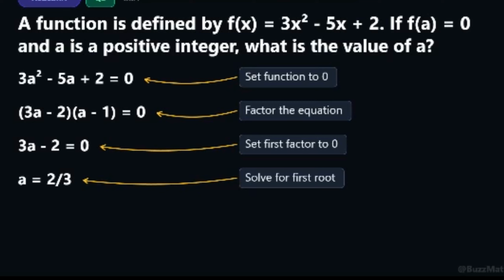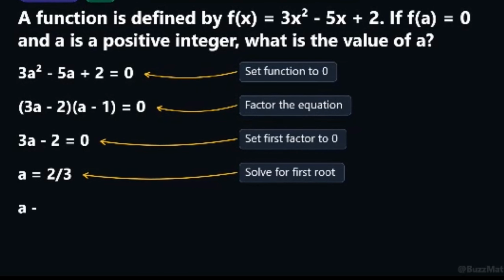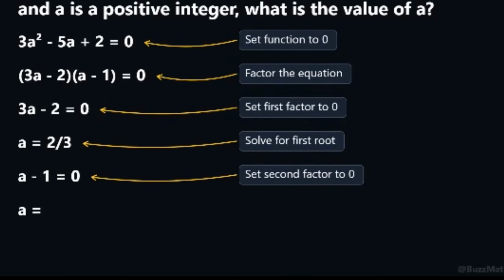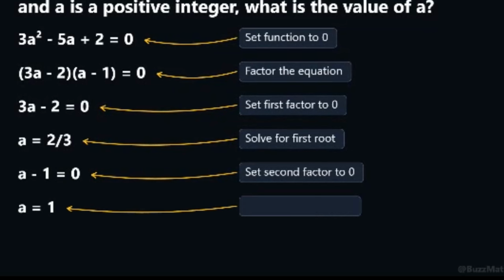Now let's do the exact same thing for the second binomial. a - 1 = 0. Set second factor to 0. Add 1 to both sides, and we get a = 1. Now we have two answers. a = 1. Solve for second root. Here is where careless students lose points.